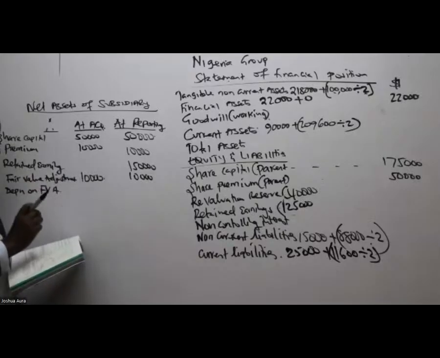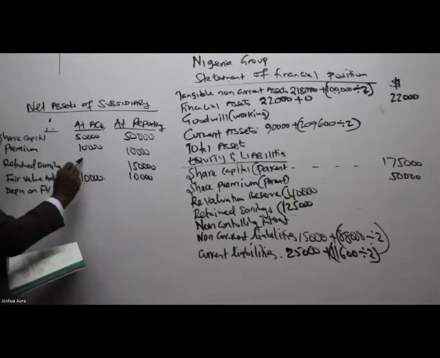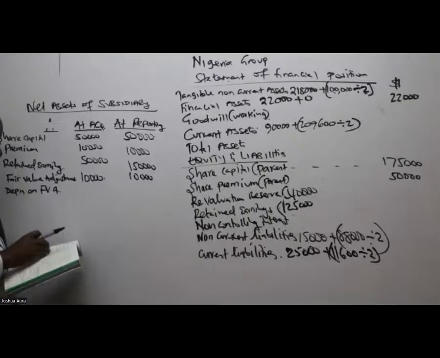If you read note number 1 very well, they told us Nigeria acquired 40,000 shares in Lagos on the first day of the accounting period for DN 400,000, when the retained earnings were DN 50,000. Retained earnings at acquisition were 50,000. I'm repeating again, I'm reading note 1.